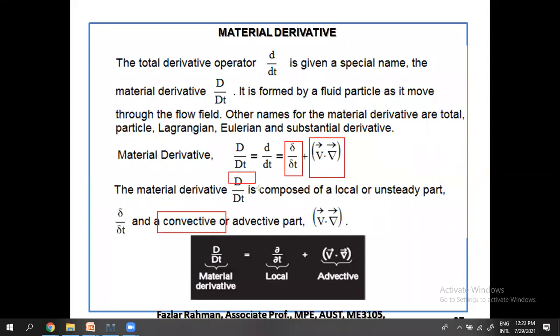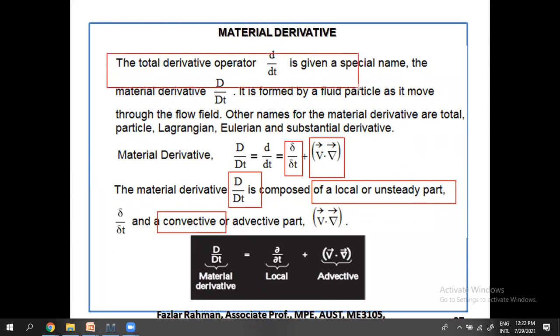The material derivative is composed of a local or unsteady part. That means del by del t, because it depends on the time. That's why it is called the local derivative. And the other term is called the convective term or advective part. Okay. So if I say what is the material derivative, this is the definition.